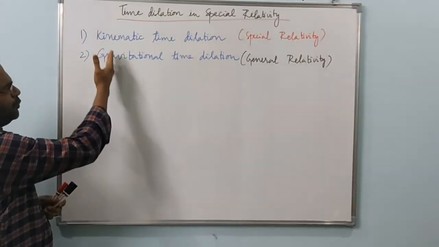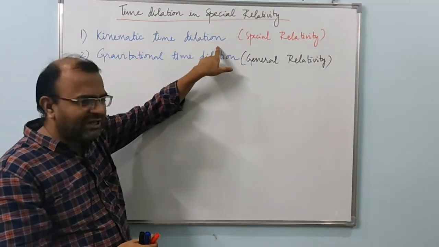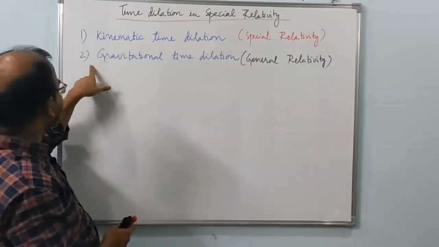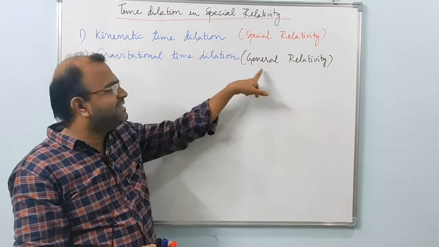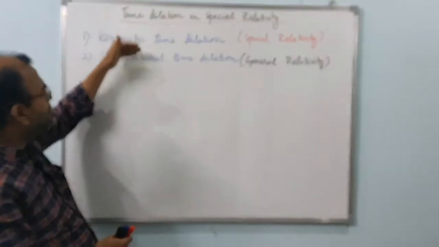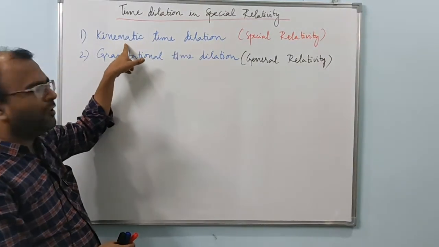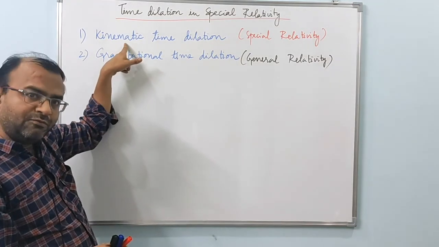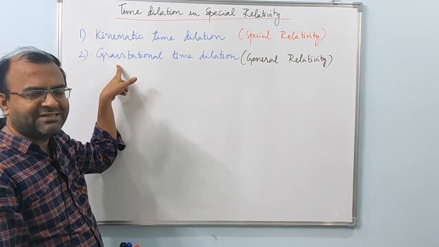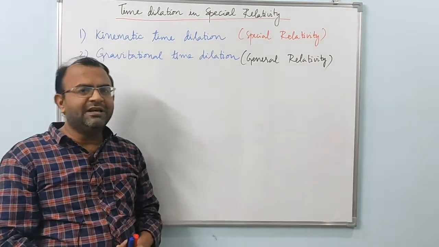Now here we have listed two different types of time dilation. First one is kinematic time dilation, which is explained by the special theory of relativity. The second type of time dilation is gravitational time dilation, which is explained by the general theory of relativity of Albert Einstein. So these two are different effects. So you could have time dilation due to motion of objects. You could have time dilation due to the gravitational field present near a massive object. So these two are two different time dilation effects.